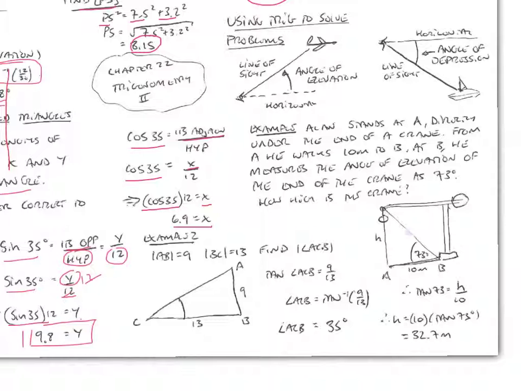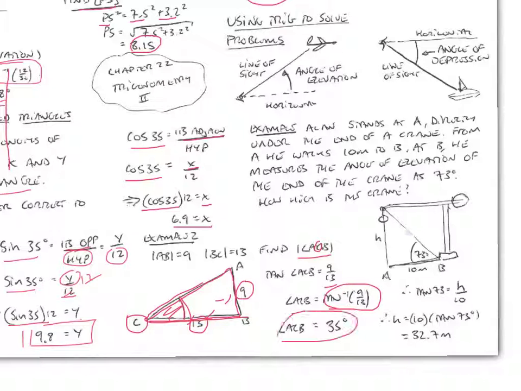Now here's another example down here. We have a right angled triangle with an angle at C. We know its opposite and its adjacent. So find the angle ACB. Find this angle in here at C. Okay? So the tan of this angle is equal to 9 over 13. So the angle must be equal to the tan inverse of 9 over 13. The angle is equal to 35 degrees.